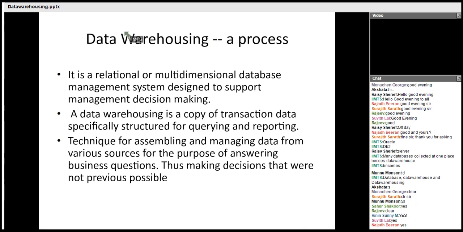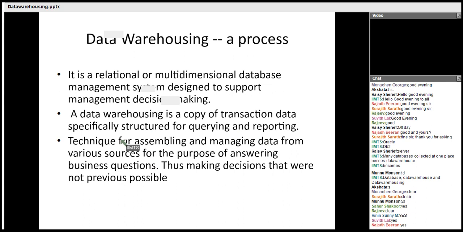Now, data warehousing is a process. It is a relational or multi-dimensional database management system designed to support management decision making. A data warehouse is a copy of transaction data specifically structured for querying and reporting purposes. These are techniques for assembling and managing data from various sources for the purpose of answering business questions, thus making decisions that were not previously possible. So why is a data warehouse required?